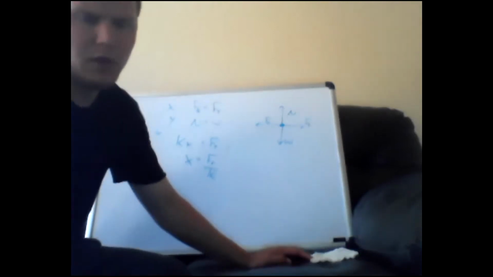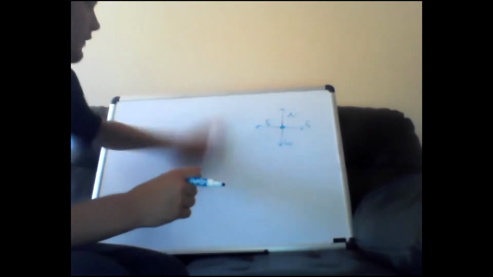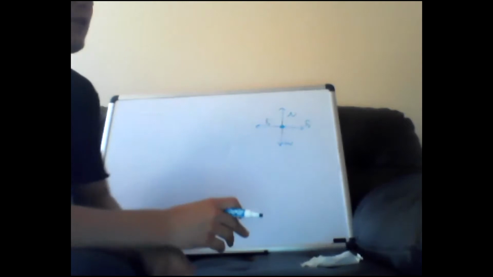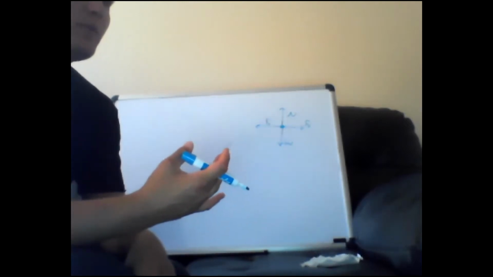All right, so the next part of the problem says, now we cut that string. So the mass is now free to oscillate back and forth, and it wants us to calculate the velocity when it has moved half of the distance to the equilibrium position.